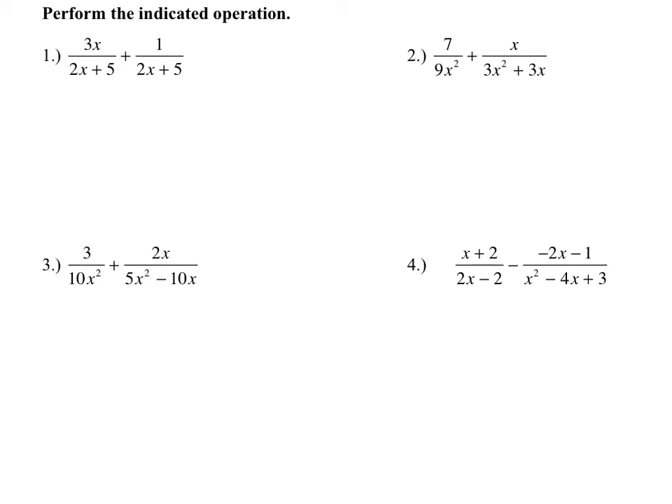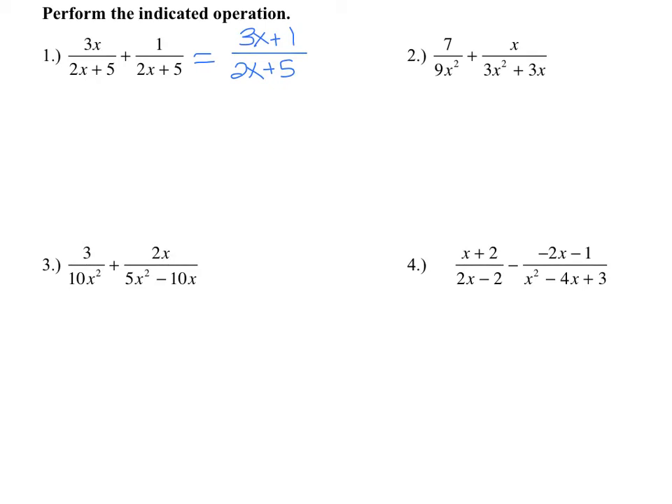Okay, so they start us out kind of easy with the examples. 3x over 2x plus 5 plus 1 over 2x plus 5. They already have a common denominator, so we just combine the numerators into a single fraction. We can't actually add them since they're not like terms, so we just say 3x plus 1 divided by 2x plus 5.